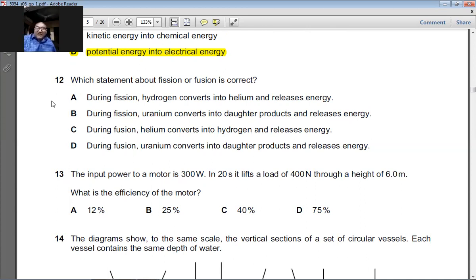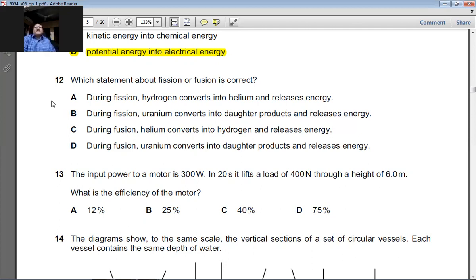During fission, hydrogen converts into helium and releases energy. That's wrong. The process which is happening on the sun and on the other stars, where the smaller nuclei of hydrogen come close and fuse into each other, and they make helium, and with this an enormous amount of energy is given out. That phenomenon is called fusion. So A is not the answer.